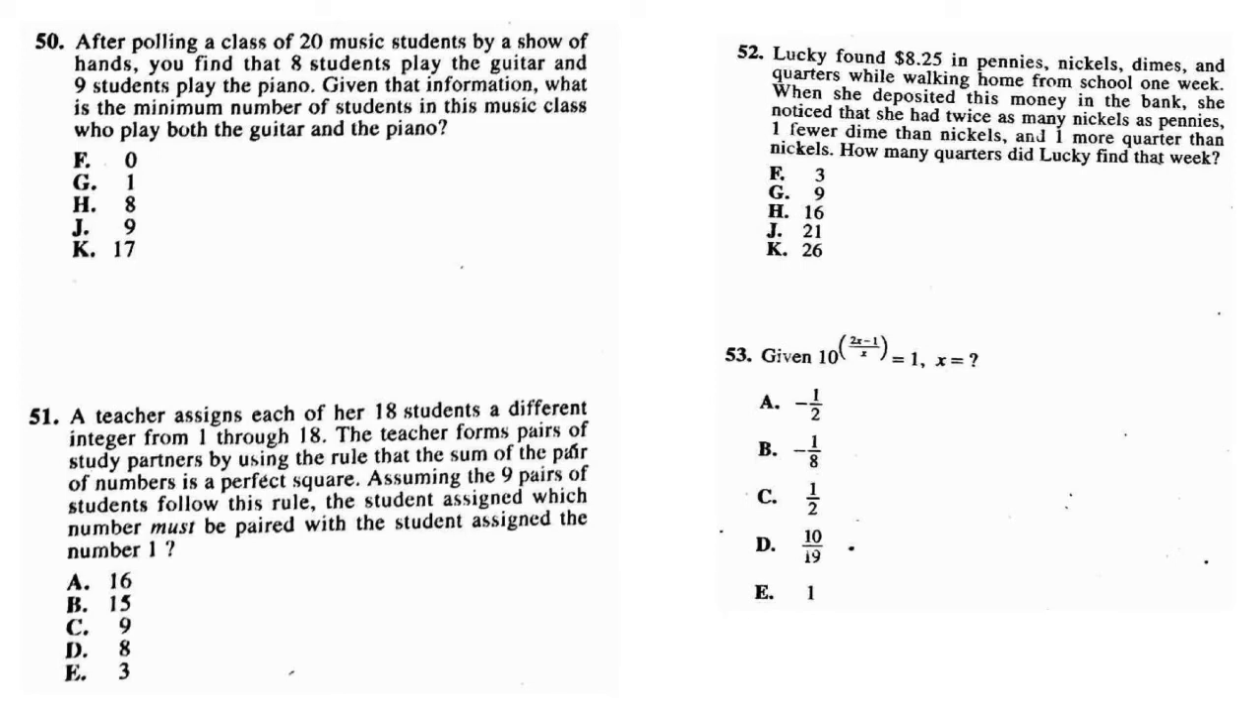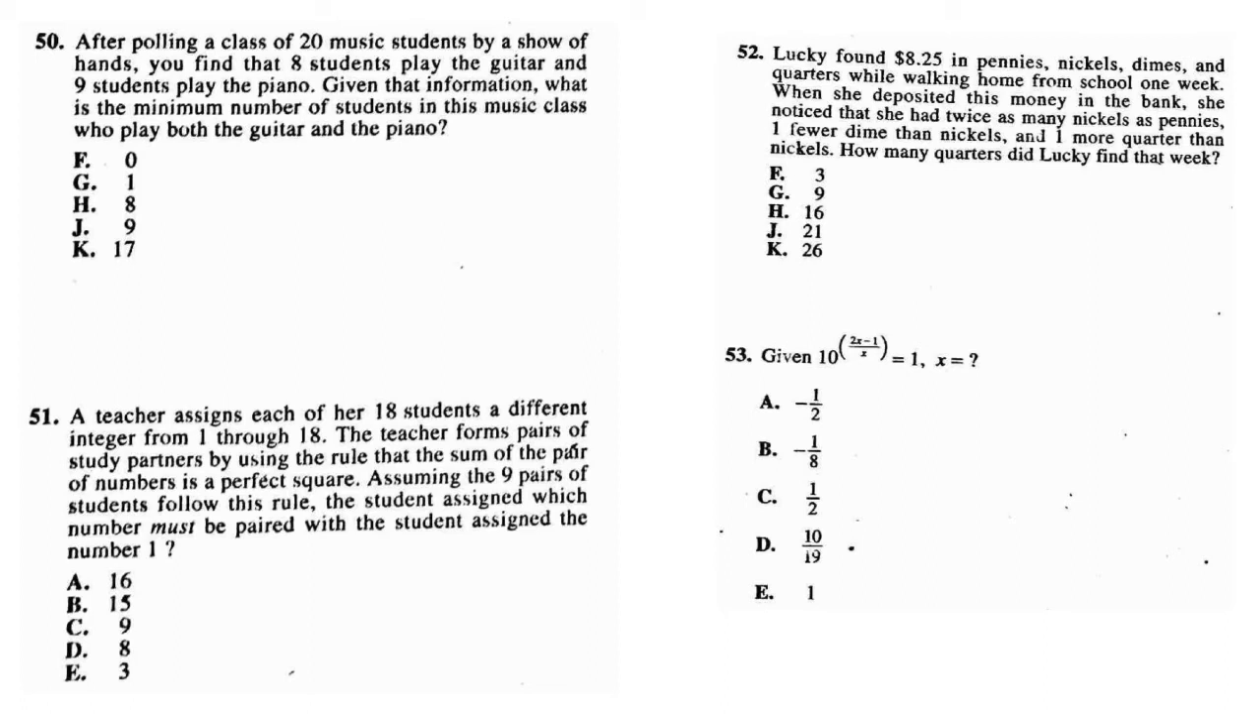So if all eight students could technically play the piano, that would really be a maximum though, because not all 9 piano players could be the 8 guitar players. We've got one too many, so 8 would be a maximum, but this is asking for a minimum.